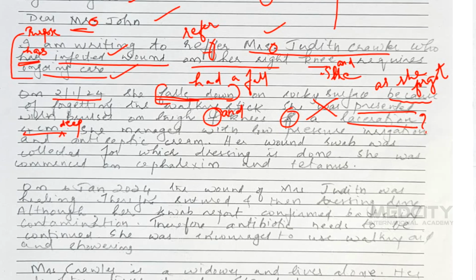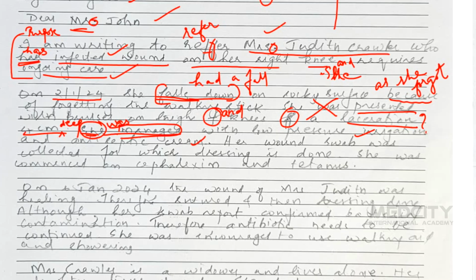Then you started talking about the management. She managed. Who's managing? This she you're referring here is the patient. Is the patient managing, or is the patient being managed? So what it should be, she was managed. You can say she managed only if this she is a healthcare professional. Only a healthcare professional can provide the management. So here we are writing it in the passive form, where we give importance to the patient. So while writing in the passive form, you need to have this was before the verb. So she was managed with low pressure irrigation and antiseptic cream. Okay, fine.